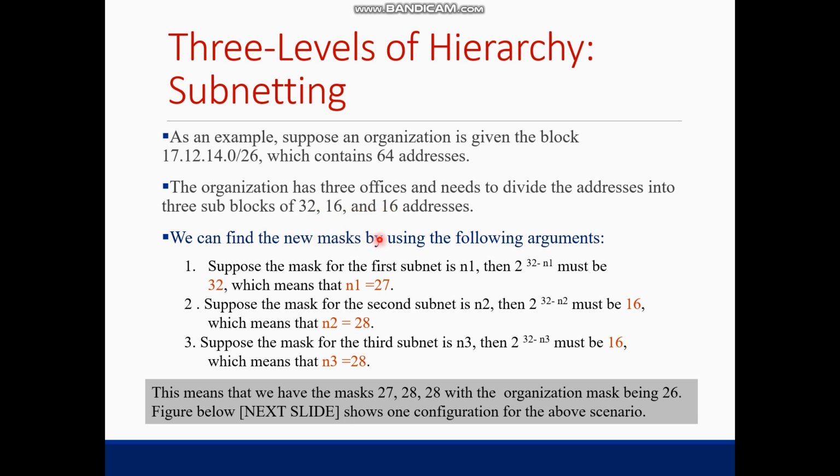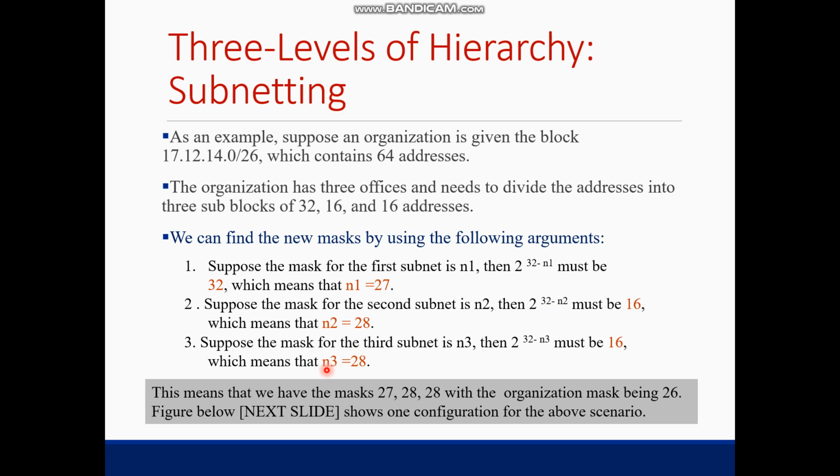So we can find the new masks by following these arguments. The first one is 32 addresses. So we can say that 2 to the power 5 is 32. So 2 to the power 32 minus n is 32, so n of the first subnet is going to be 27. However, for the second one, which has 16 addresses, 2 to the power 32 minus n2, with n2 being 28, is 2 to the power 4, which is 16. That's how we can find the n of the second subnet.